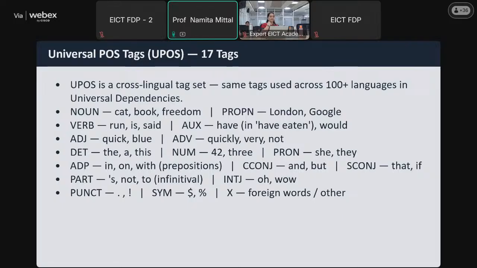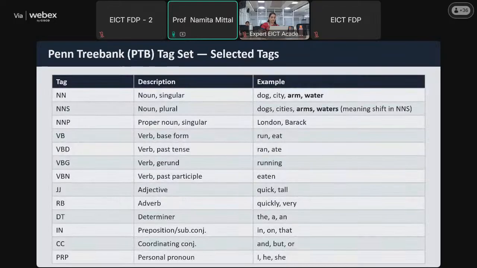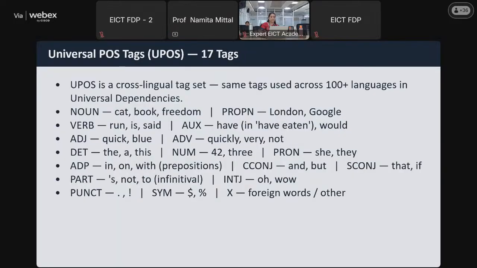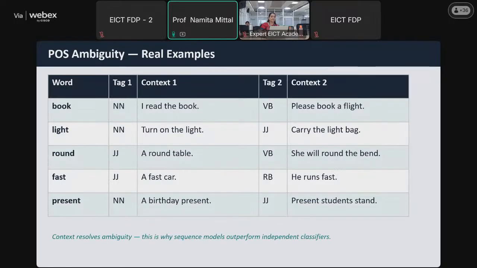So in the second dataset, that is UPOS, instead of these 15 tag sets, we have 17. So in the next one, the question is where the problem comes in. What are the ambiguities?